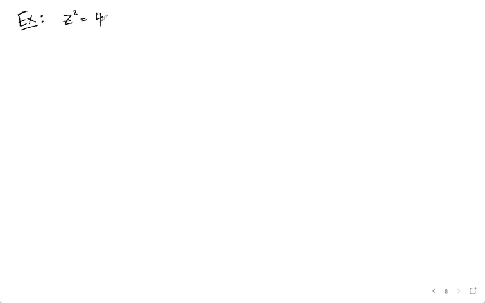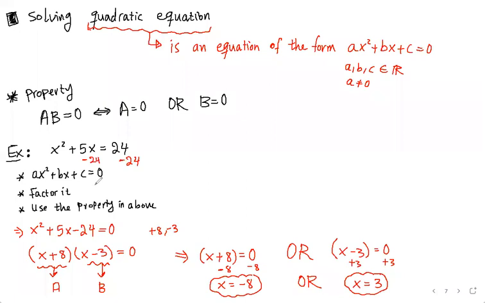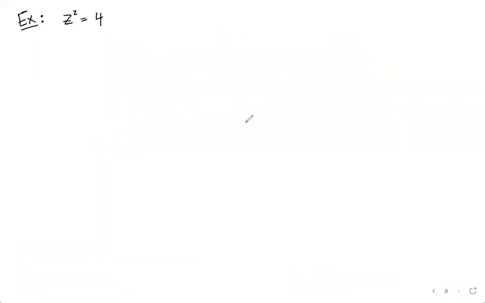Is this a quadratic equation or a linear equation? Quadratic. Why? Because the highest power is 2. We could take the square root on both sides, but can we solve it like the previous steps? We should transform both sides. So we subtract 4, so z squared minus 4 equals 0.